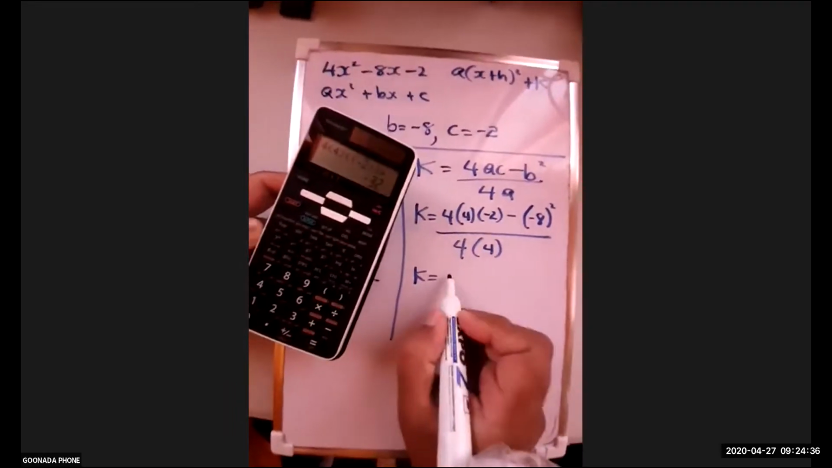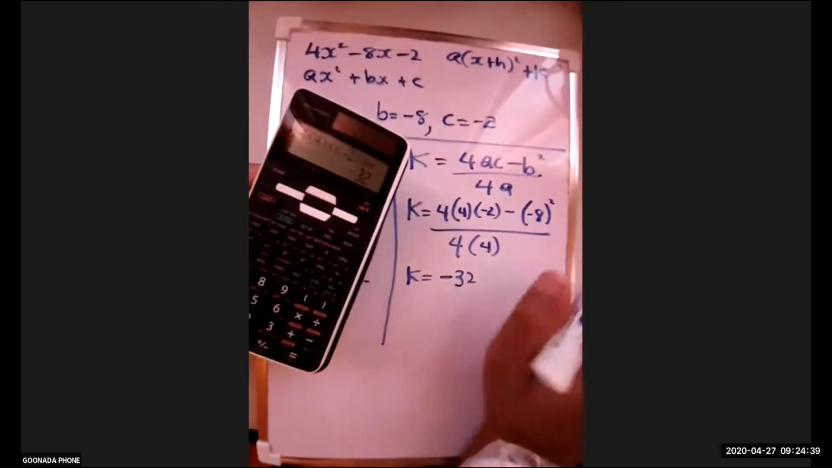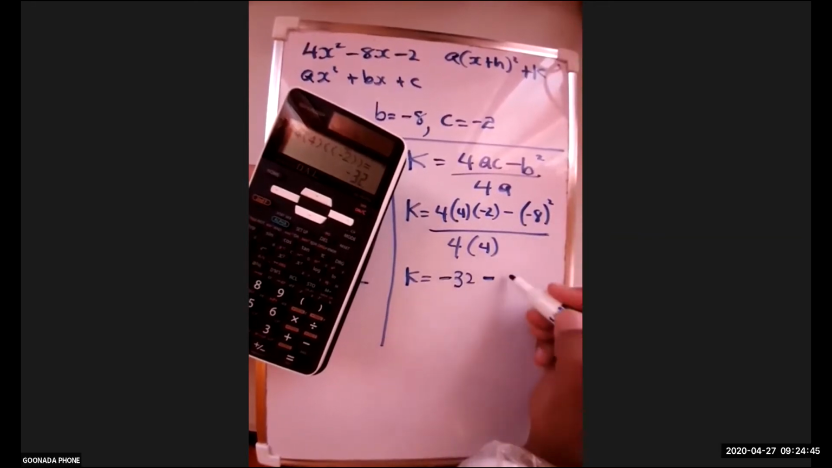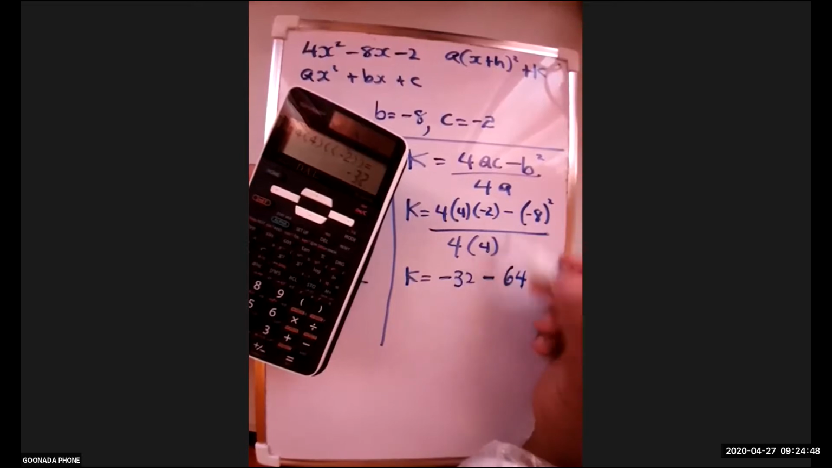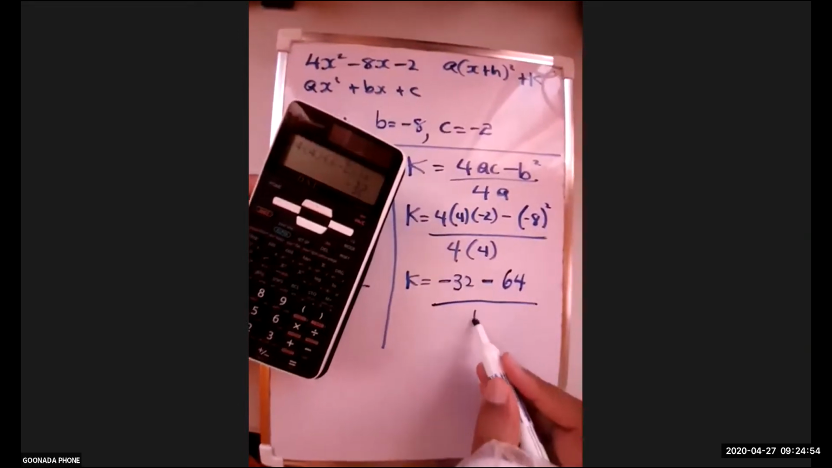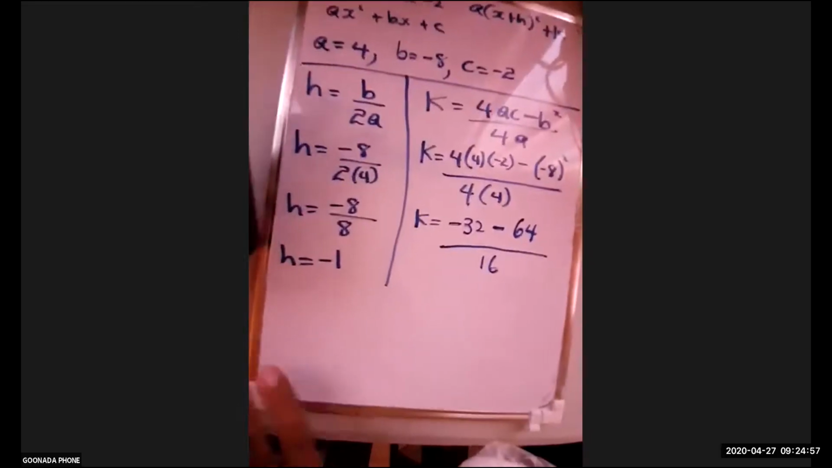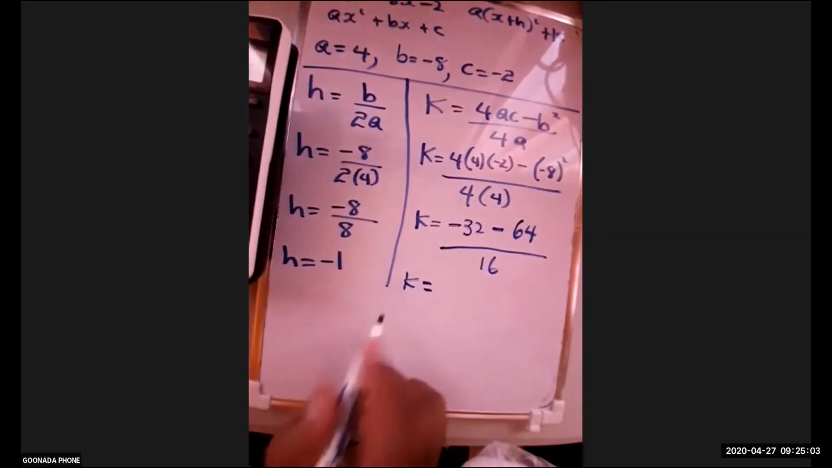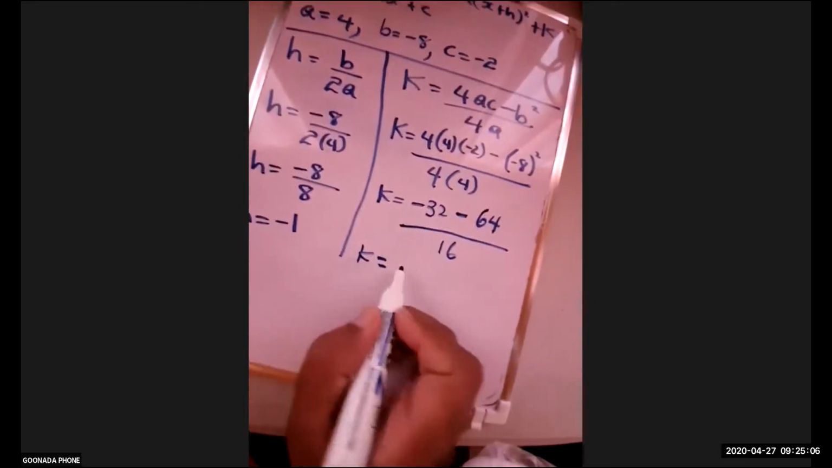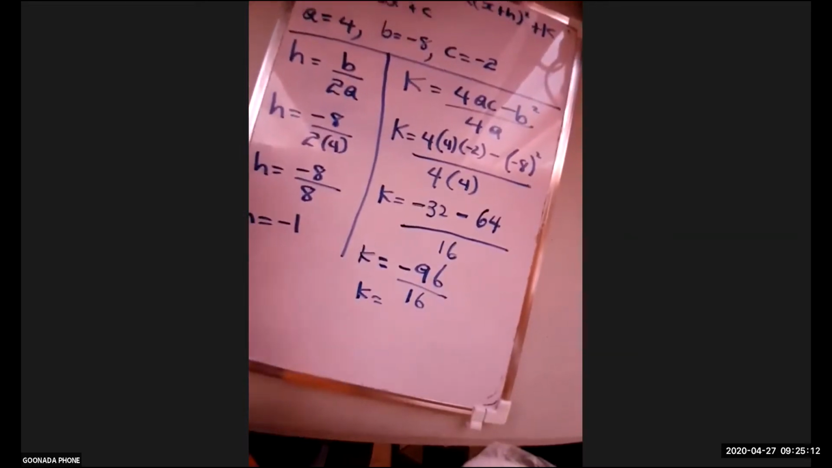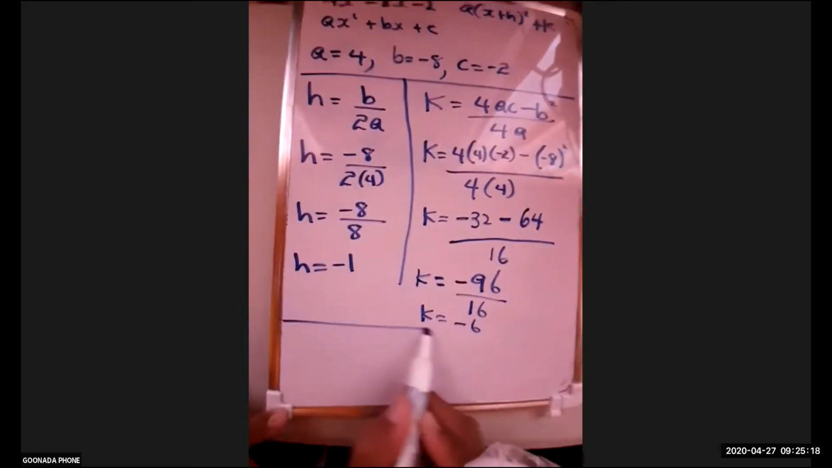So here we put a -32, and we know 8 squared is 64, so minus, and -8 by -8 is positive 64, but this minus here makes it a minus, all right? So all over 4 by 4 is 16. So k is equal to -32 minus 64, which is -96, all over 16. So that means that k is -6, right? So now let's write it in the form that we are asked to write it in.